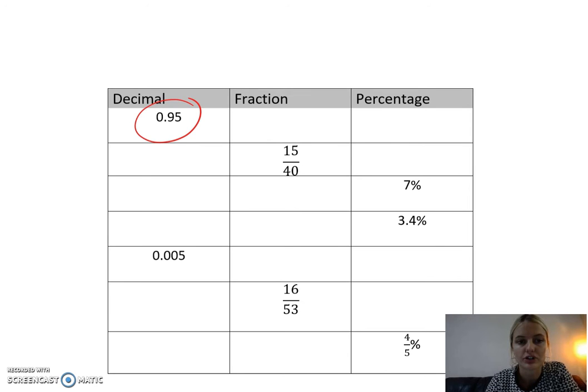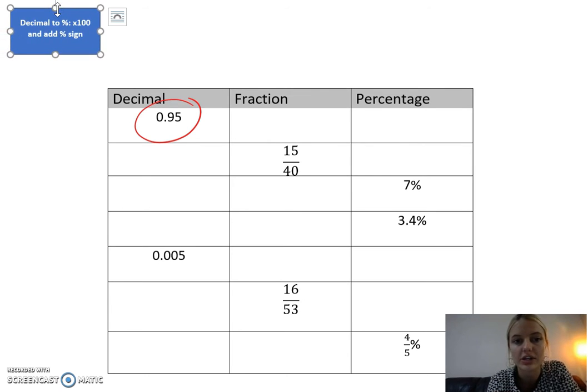Remembering some of our conversion rules, in order to go from a decimal to a percentage, you need to times by 100. Another way to do that is to move the decimal 2 places to the right because 100 has 2 zeros in it. Therefore, from 0.95 it becomes 95%. Now I've done my percentage first because that is the easier option rather than going from decimal to fraction.